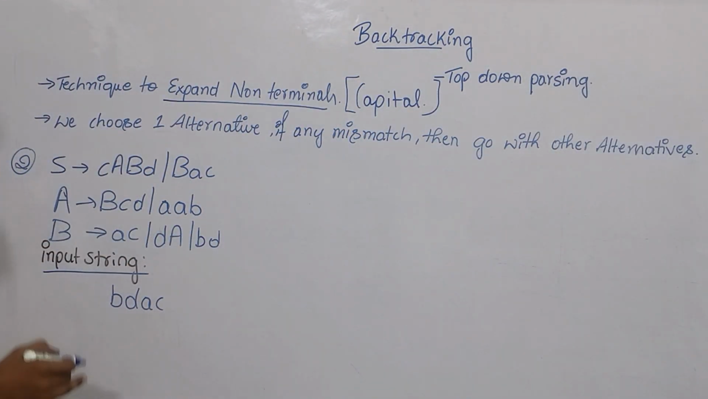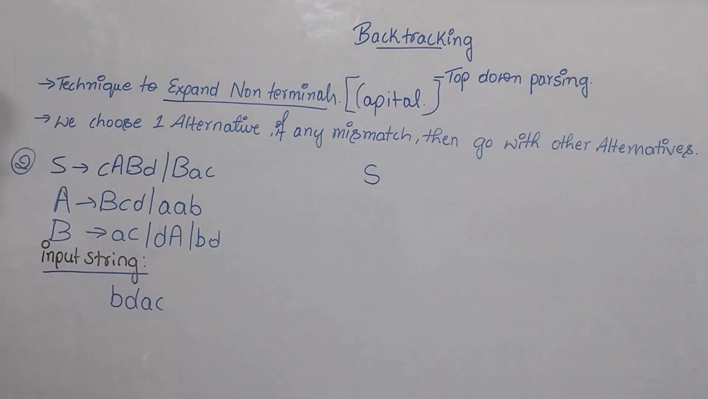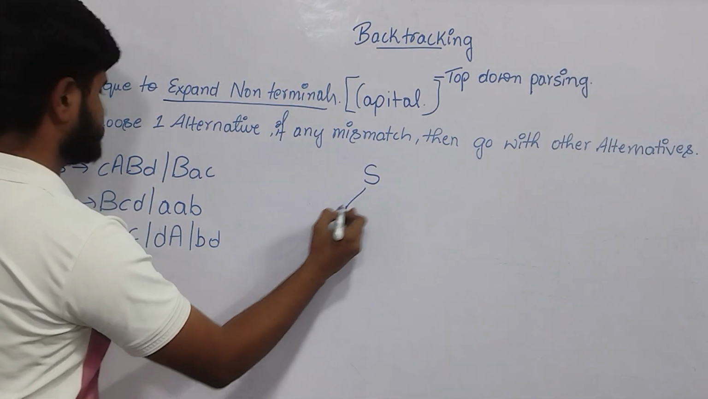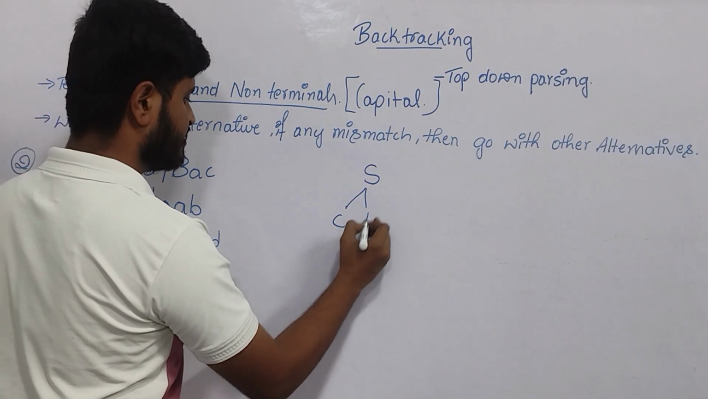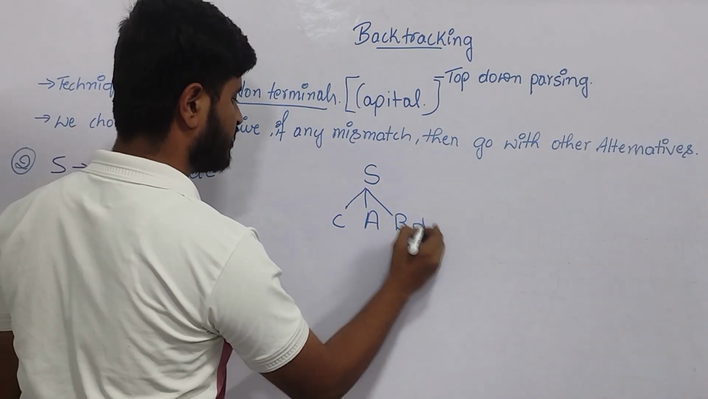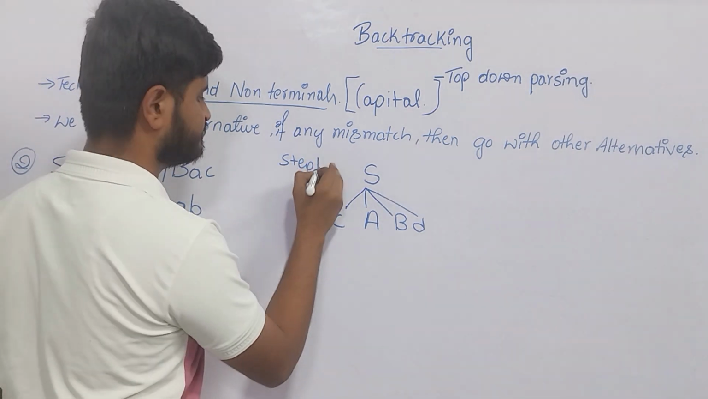So if you see, S is my first producer, it is producing two projections. So the first projection is small letter c, capital letter A, capital letter B and small letter d. So this is step number 1.